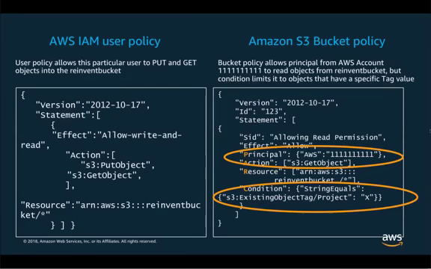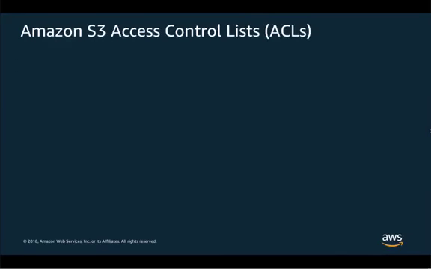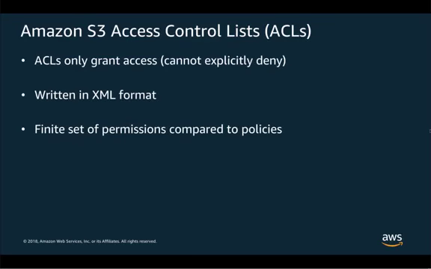Now we talked about IAM policies, we talked about bucket policies. Let's move to access control lists, or ACLs. ACLs are a precursor to the JSON-based policy language. ACLs are something that you can apply to a bucket or an object. And an ACL can only grant a finite set of permissions, such as read, write, or sometimes full control in case of cross-account access, compared to the permissions that you can set in a policy. ACLs are written in the XML format versus JSON for policies.